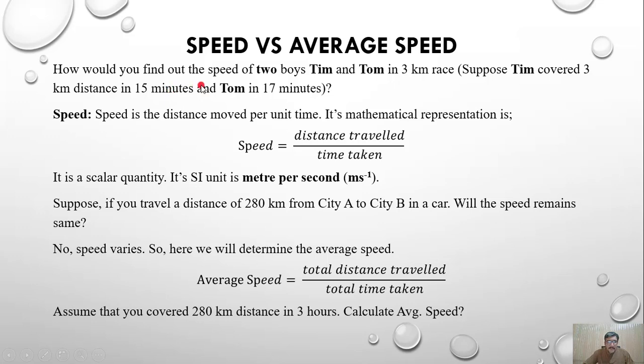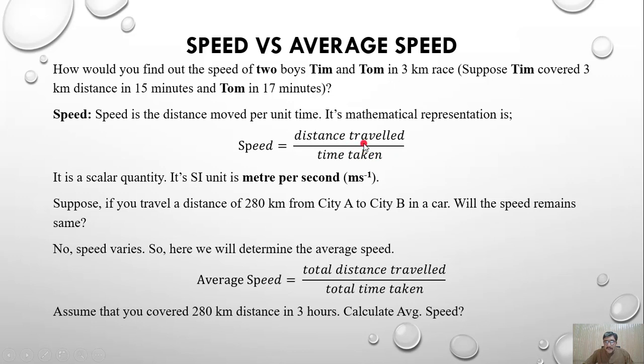So from the time you can see that Tim covered the 3 kilometer distance earlier as compared to Tom. There is a 2 minutes difference. Tim covered this 3 kilometer distance 2 minutes earlier as compared to Tom. So how would you be able to calculate speed here? We know that speed is equal to distance traveled over time taken.